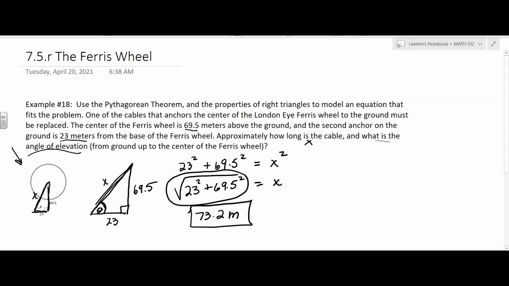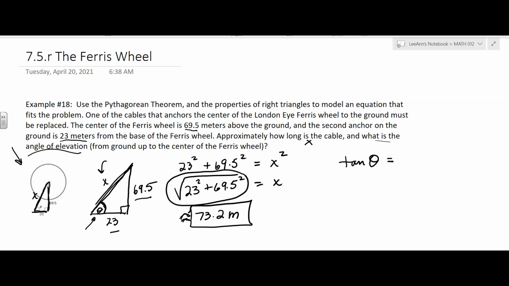Now, we've got to find the angle of elevation. So we need to find this theta. So you could write tangent theta. We're going to use tangent because we know 69.5 and 23. Now, you might be saying, well, why don't you use sine? Because now you know what X is. You could, but it's better to use the exact values they give you. This one's rounded off, okay? So that was approximately 73.2. So it's better to go with one where you don't have to use something you rounded off. If you can, you can't always, but in this case we can.